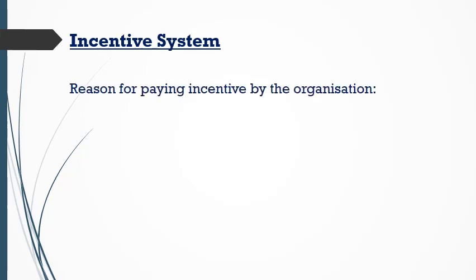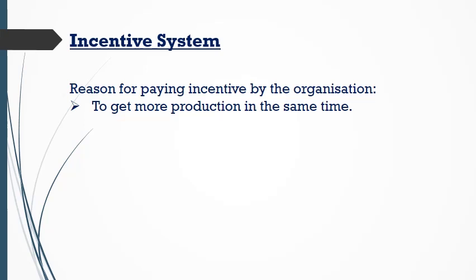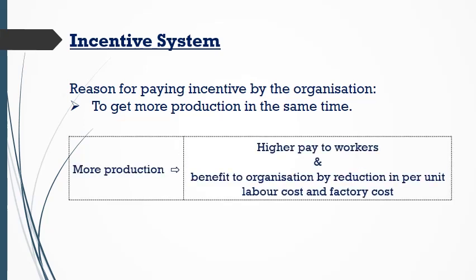Let us know why an organization pays incentive to its employees. That is, to get more production from the employees at the same given time. More production will not only help the organization but also the workers of the organization. That is, the workers will get extra payment or bonus or incentive for the extra production done by them. And the organization will benefit by reduction in per unit labor cost and factory cost.